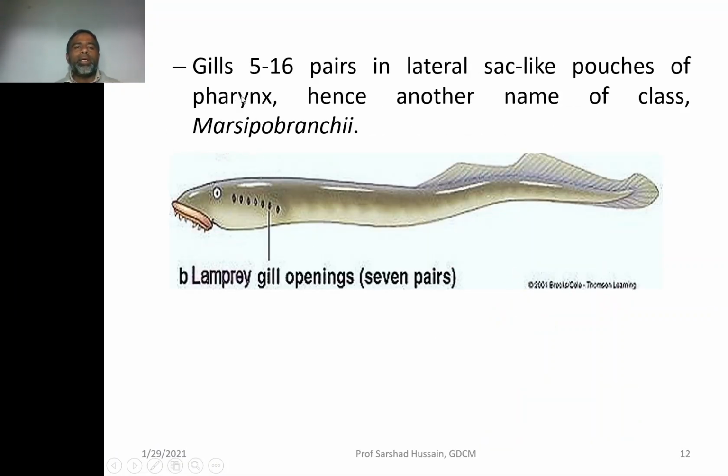They do have gills which vary from 5 to 16 pairs. Like in the lamprey, there are 7 pairs of gills, and they are present on the lateral side. They are pouch-like features, you can say, and these openings are present on the wall of the pharynx. So internally, the pharynx part of the digestive system is there. Hence they have another name called Marsipobranchii.